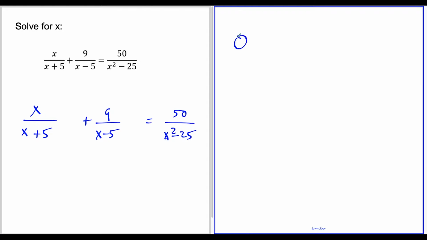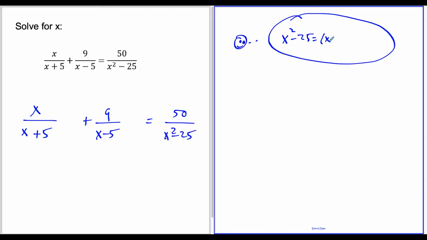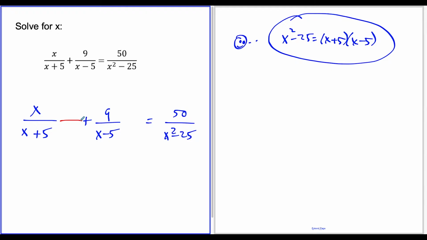And the thought process for these questions is that I like to think about the most complicated denominator there is: x squared minus 25. And x squared minus 25 breaks down to x plus 5 times x minus 5. So I already see that these two fractions have one of the factors of the last one. So the idea that we want to go with here is that we want to complete these denominators. So notice x plus 5 needs an x minus 5 to match the last fraction.